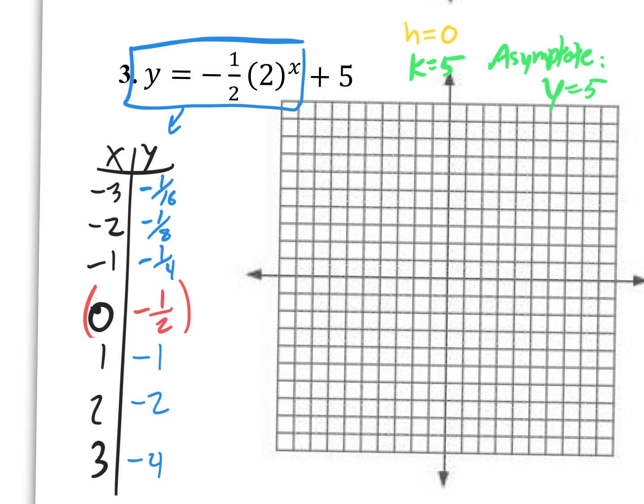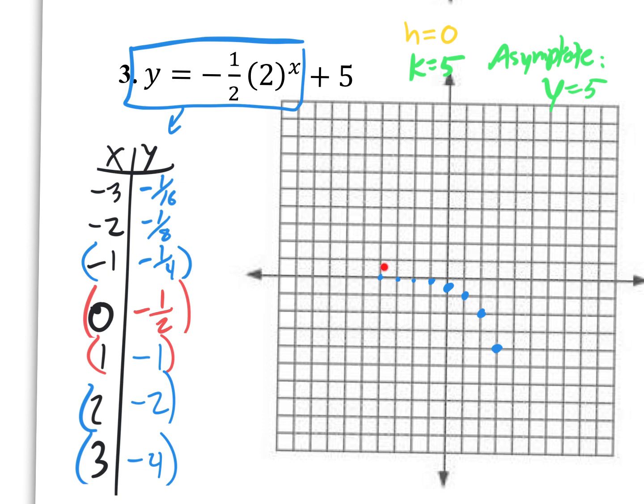So when we graph 0, -half, we end up right here. When we graph 1, -1, we end up right here. When we graph 2, -2, right here. 3, -4, right there. And as we go to -1, -1/4, that's half of the half. So it's even closer to the x-axis, closer to the asymptote y equals 0, closer, closer, closer. There's my graph, but that's only this boxed-in blue function, ignoring the 5.